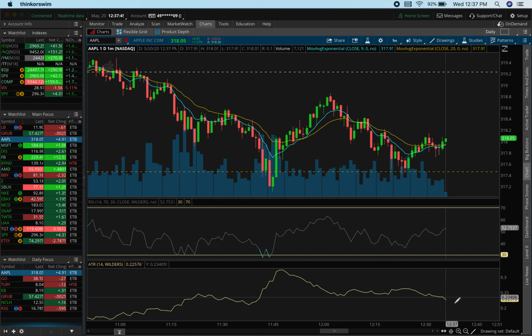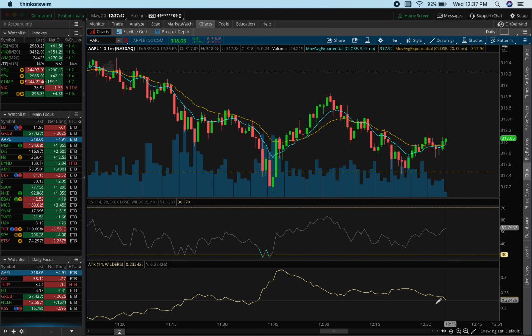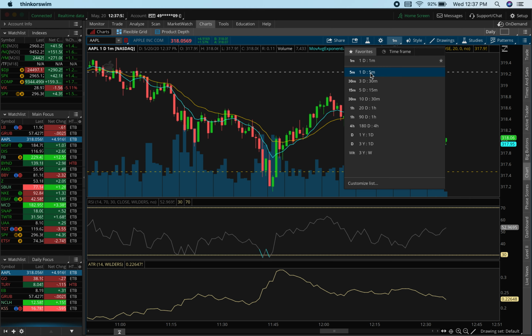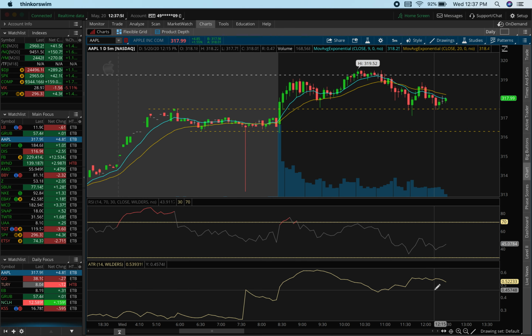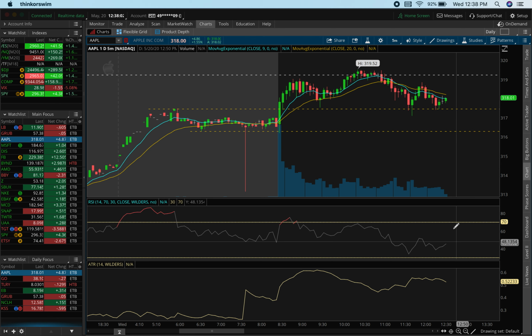So now this is your ATR right here. What this does, this pretty much calculates the volume and how much a stock moves within that minute. So say I did the one day 5-minute chart, it'll tell me how the stock moves within 5 minutes. So in this case right here, it moves about 52-53 cents.